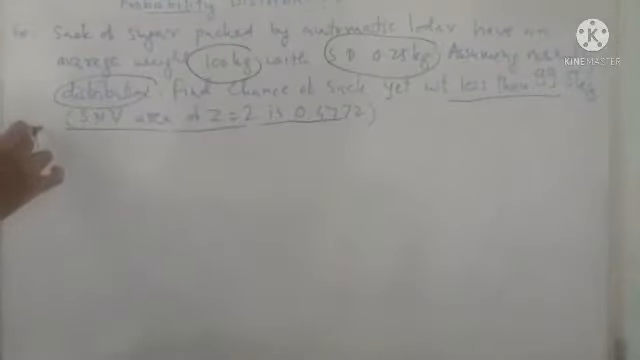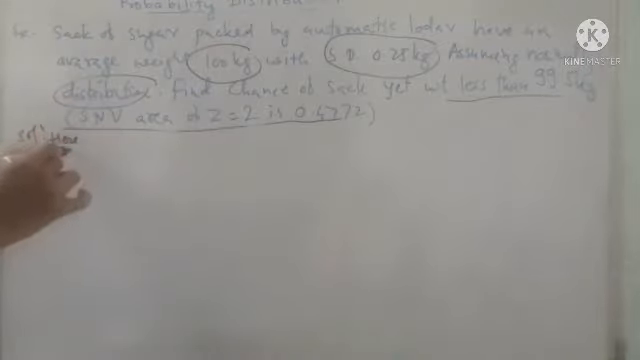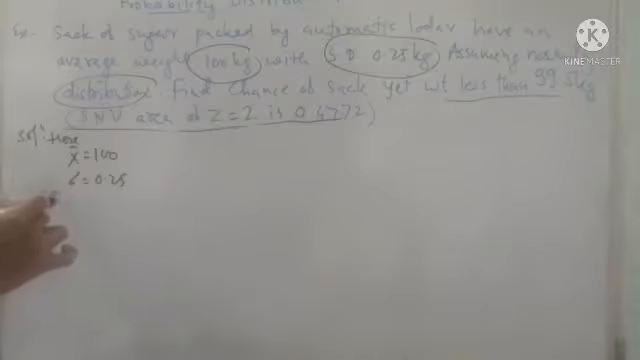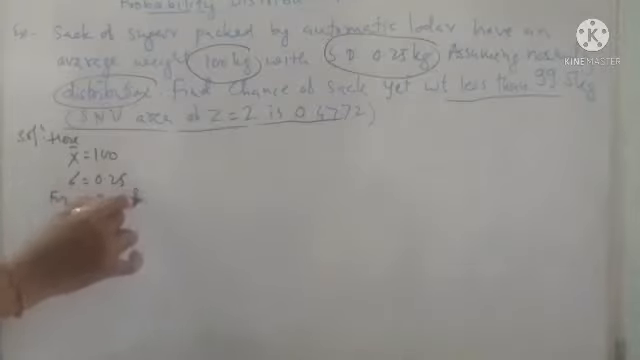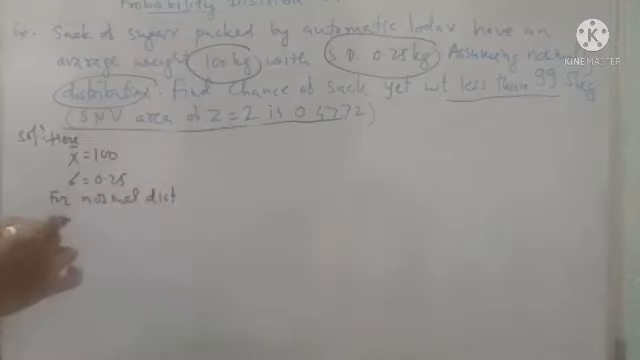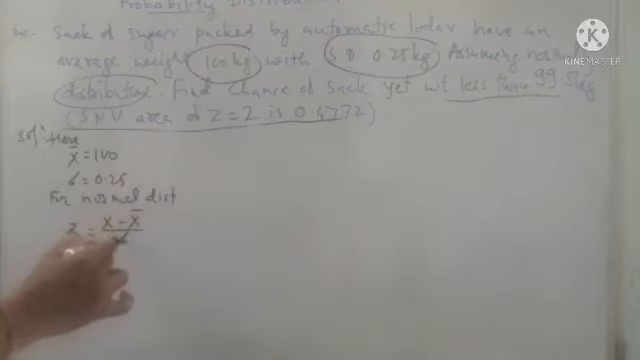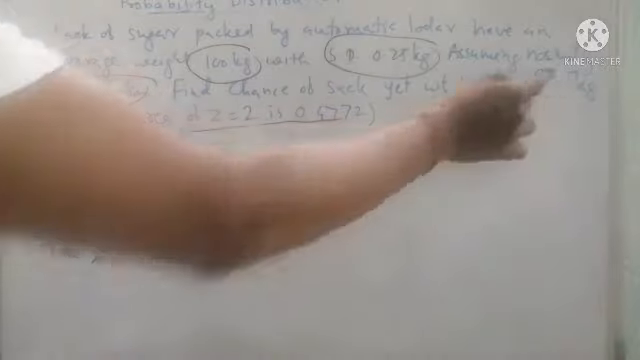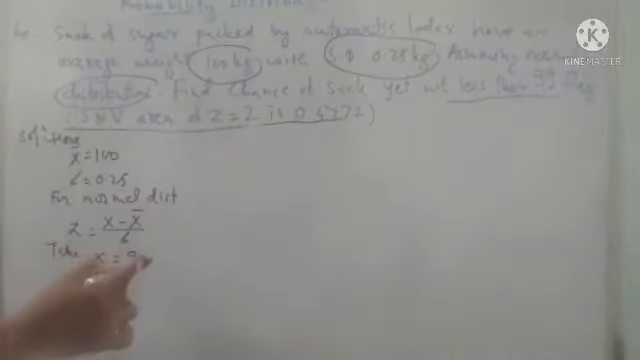Now this part is the solution. This is a normal distribution having average x bar as 100 and sigma, that means standard deviation, as 0.25. For a normal distribution we convert the normal random variable x into the standard normal variable z by using the relation z equals x minus x bar divided by sigma. Now we take x as the normal variable, and since it is an inequality, we have been given 99.5, so we take x as 99.5.